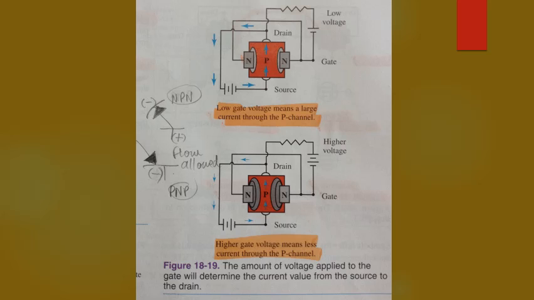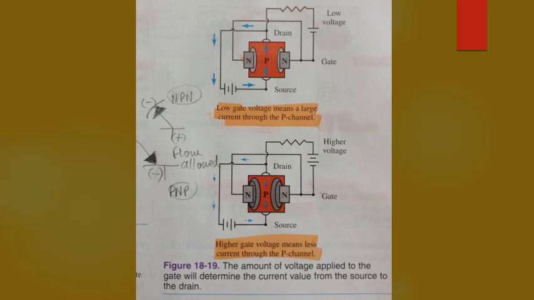See figure 18-19. If a small potential is applied to the gate, a large current through the P channel will exist. If a large potential is applied to the gate, a small current will exist in the channel between the source and the drain. Notice how the potential applied at the gate pinches off the flow of electrical energy.